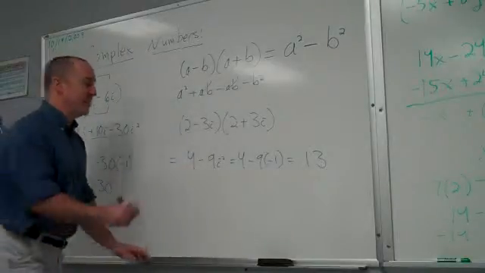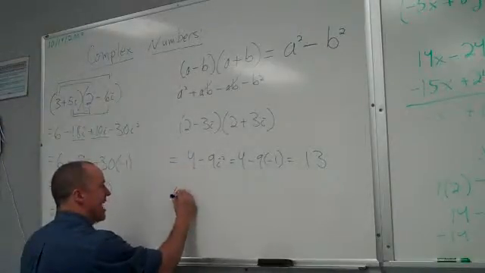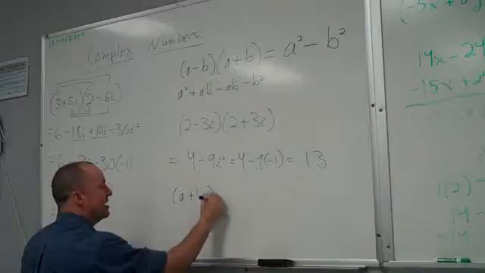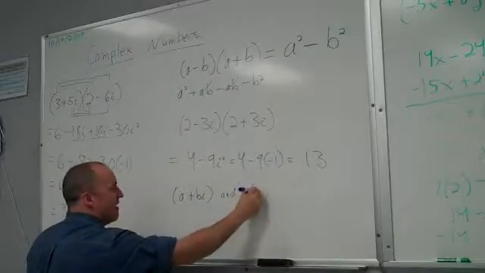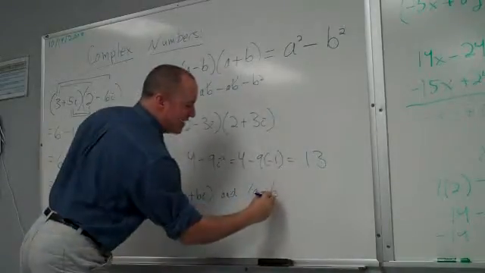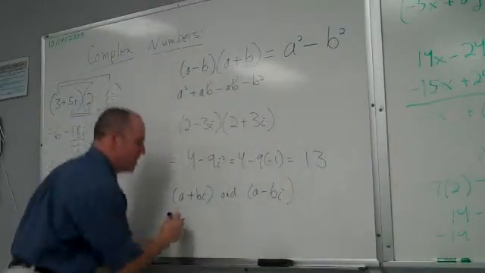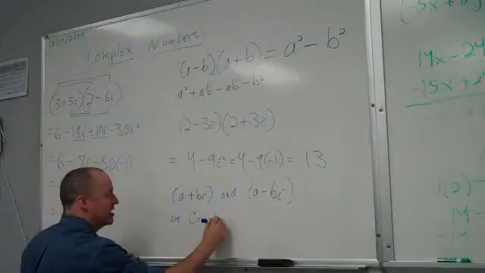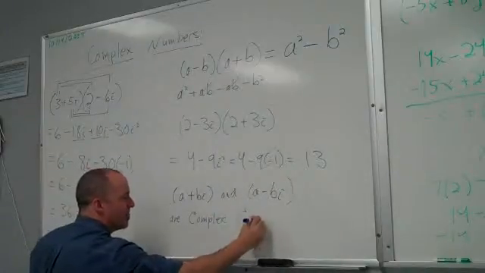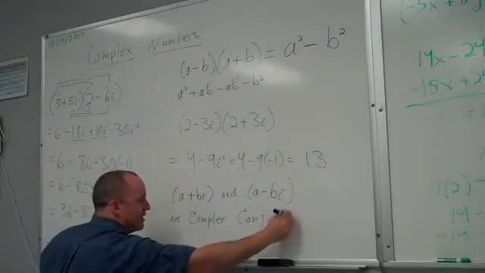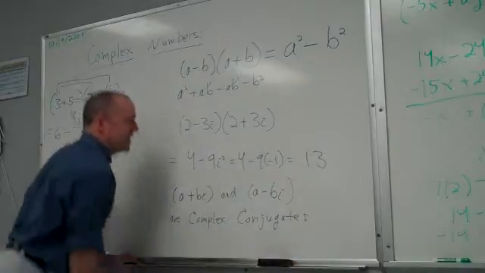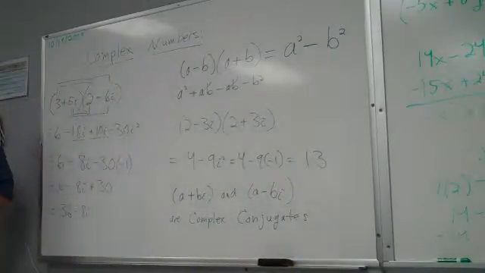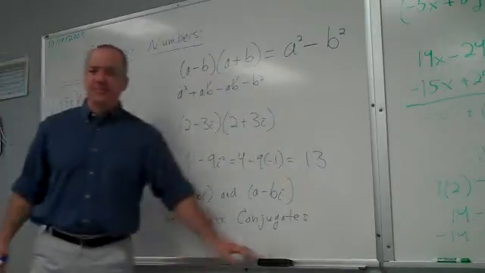ones. These get a funnier name than that. A plus bi and a minus bi are complex conjugates. Oh, I remember these. Complex conjugates. And they're the only complex numbers you can multiply by one another and get a real answer.